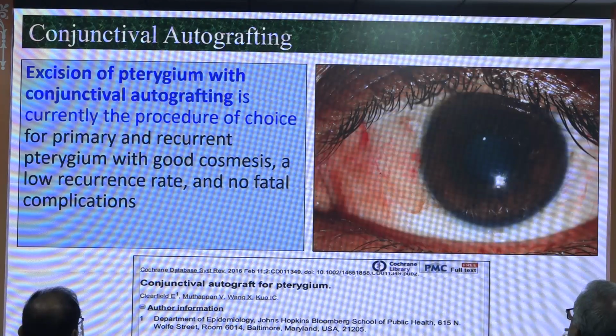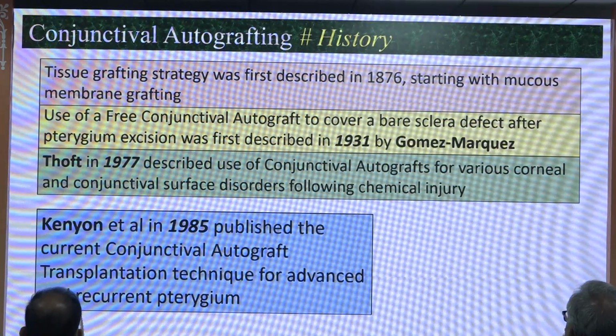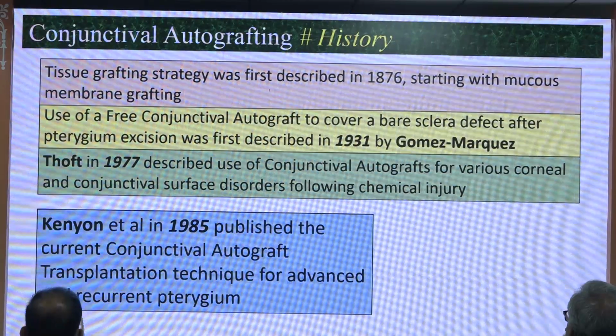Now, regarding the surgical procedures, there is a long history of different surgical procedures, but excision of pterygium with conjunctival autografting is currently the procedure of choice for both primary and recurrent pterygium, with good cosmesis, a low recurrence rate, and no fatal complications. After the publication of Kenyon's data in 1985 regarding conjunctival autograft transplantation, this became the most accepted surgical procedure of choice.